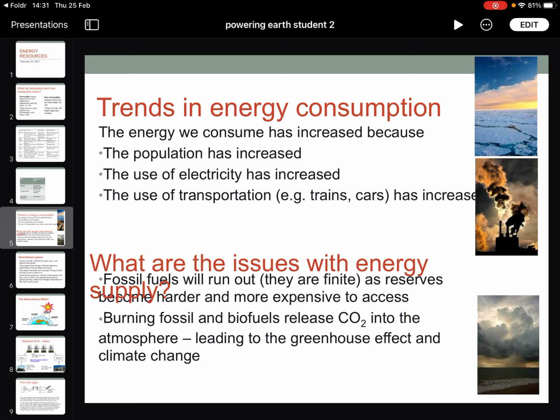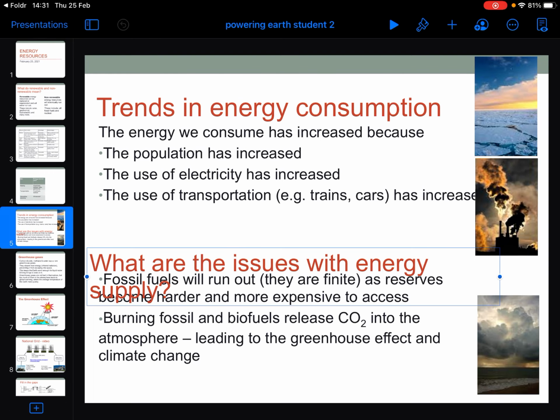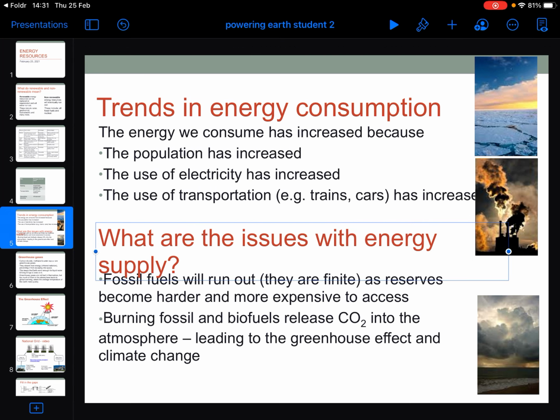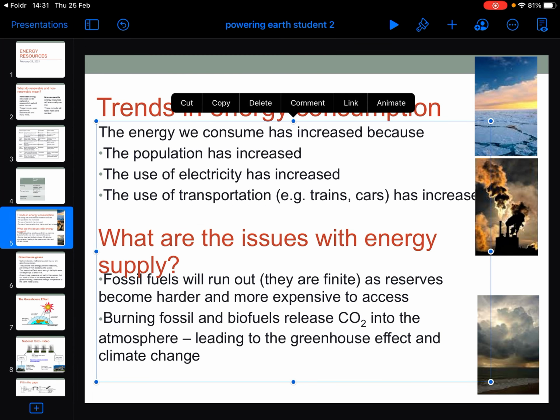So trends in energy consumption. Okay. So the energy we consume has increased because the population of the world has increased. The use of electricity has increased. The use of transportation has increased. But there are issues with that. Eventually fossil fuels will run out and they will become more expensive and harder to access before that point.